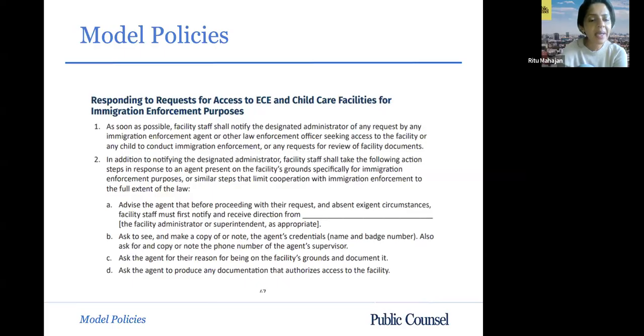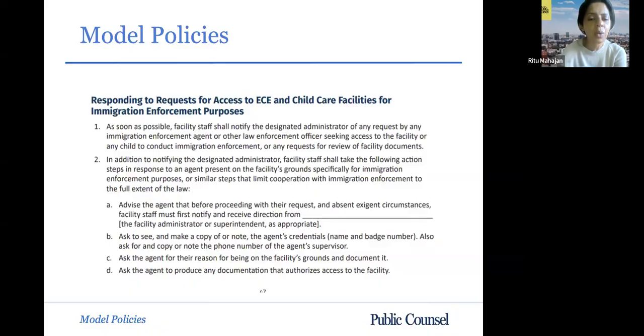And this is a big one, and it kind of relates to what Cassidy was talking about, judicial warrants. So if an agent tries to access your facility, again, you're not just going to let them enter. You're going to have a process in place where an administrator meets them at the door, hopefully, and asks to see whether they have any judicial warrant to enter.